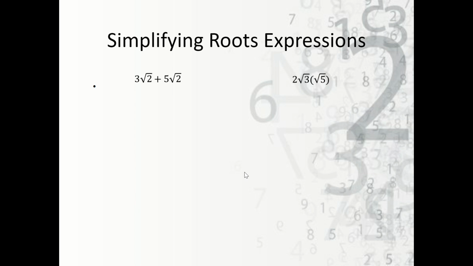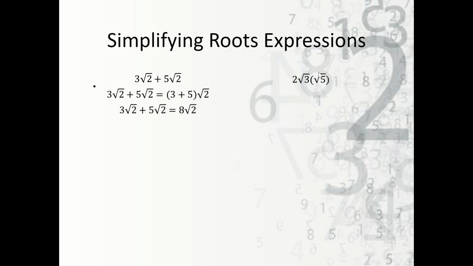Now simplifying root expressions. So we have 3 square root of 2 plus 5 square root of 2. Well, as long as we have the same root, we can treat that like it's a variable almost. And that means that we can combine those like terms. So we'll add the coefficients and keep the variable, or in this case, keep the square root. So this becomes 3 plus 5 is 8 square root of 2.